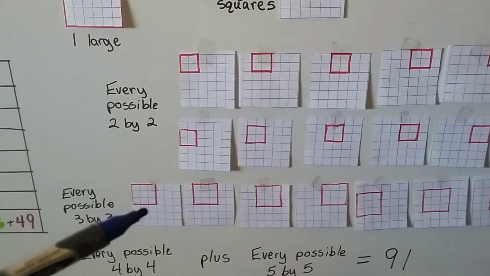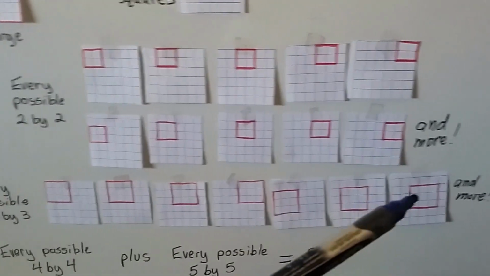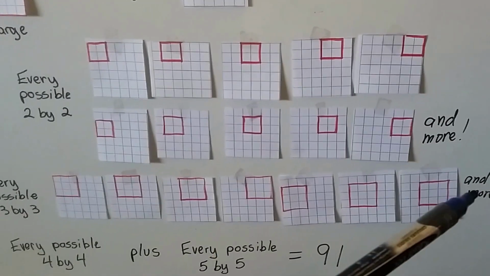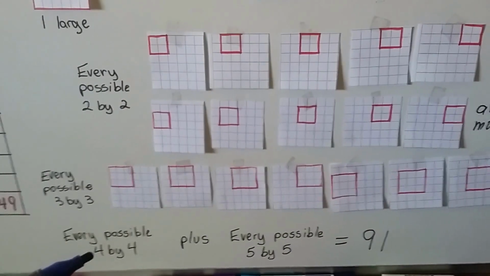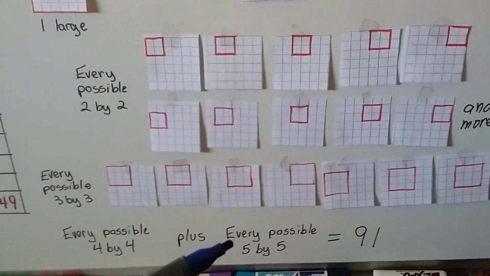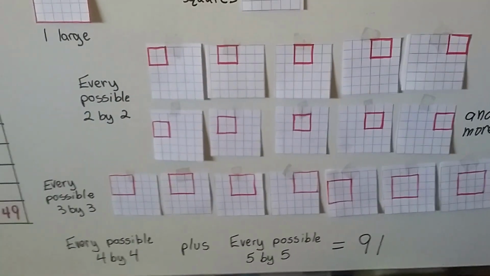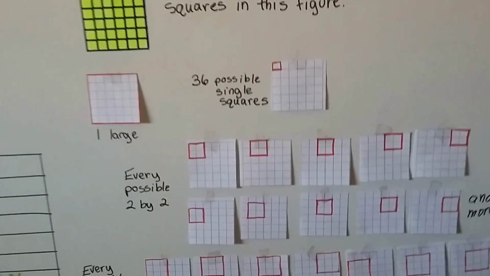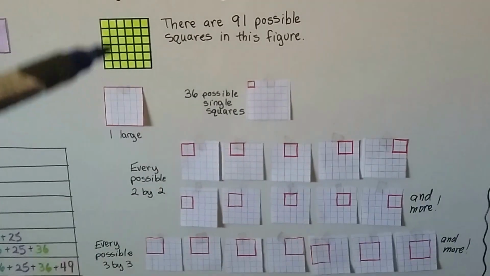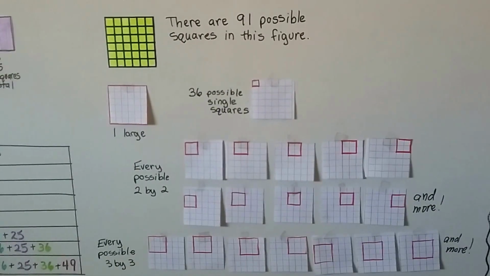Then we could find every possible 3 by 3 square. And this is just some of them. Then when we find every possible 4 by 4 and every possible 5 by 5, we end up with a total of 91 squares that we can find within this drawing. See?